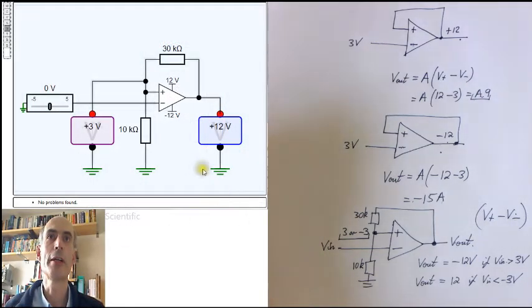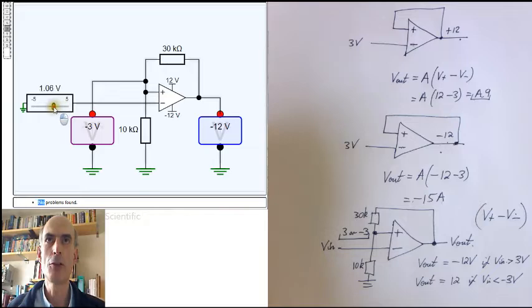I've built the circuit here, so you can see the voltage at the non-inverting input as well as the output voltage. At the moment, this op-amp is in positive saturation at plus 12 volts. But we know that if the input voltage here goes above 3 volts, then suddenly the output flies down into negative saturation and the non-inverting input will go down to minus 3 volts.